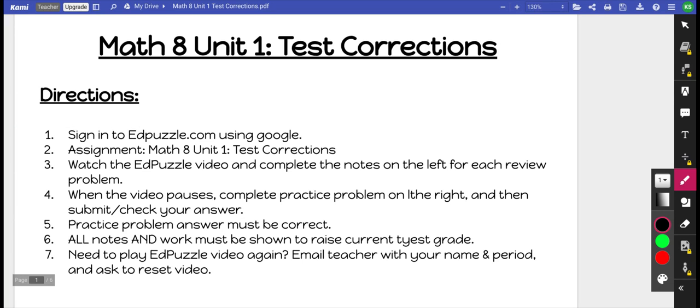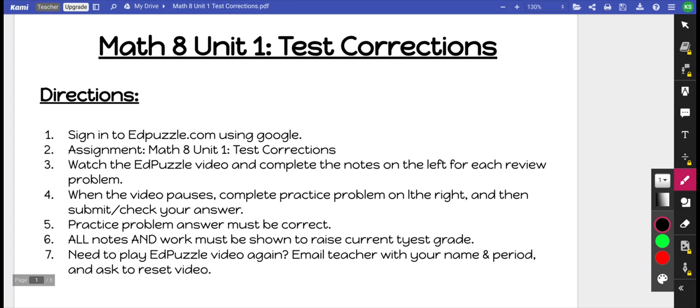So the directions are you're going to sign into Edpuzzle using Google. Your assignment is going to be called Math 8, Unit 1, Test Corrections. Also, I will post it on your Google Classroom. Watch the Edpuzzle video and complete the notes on the left for each review problem. I'm going to do 4 in this one. When the video pauses, complete the practice problem to the right and then submit/check your answer.